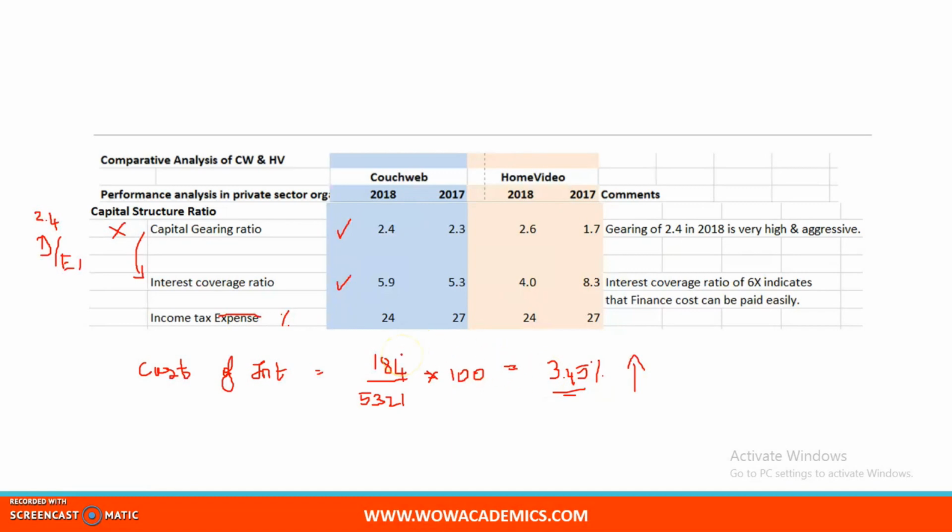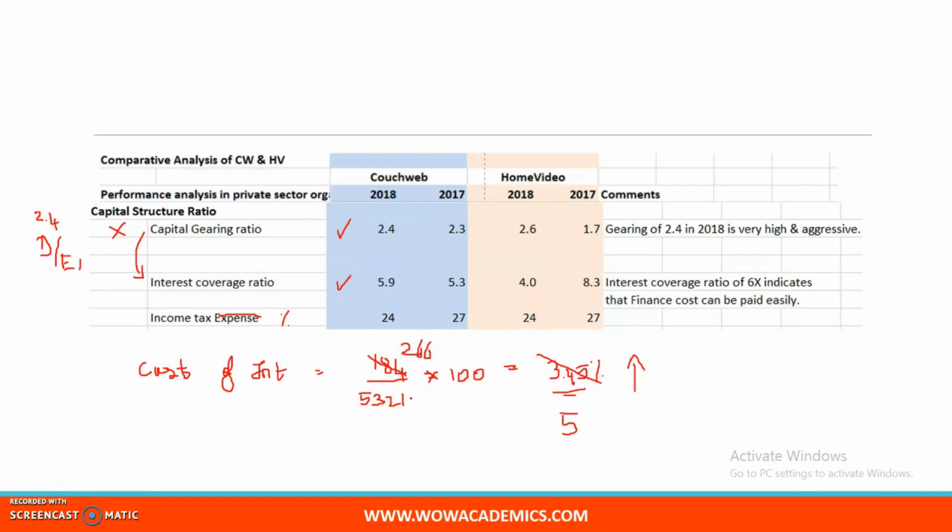That's why your interest as an amount is low. But if this number is not 3.5, and if it goes to 5, let's see what would happen to our interest to be paid. It would be 5321 into 5%, 0.05, which would come to 266.